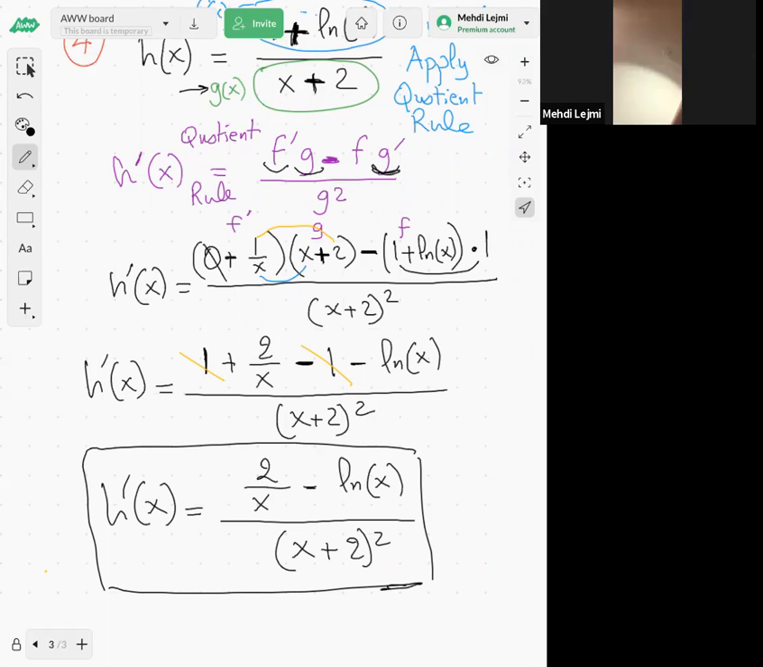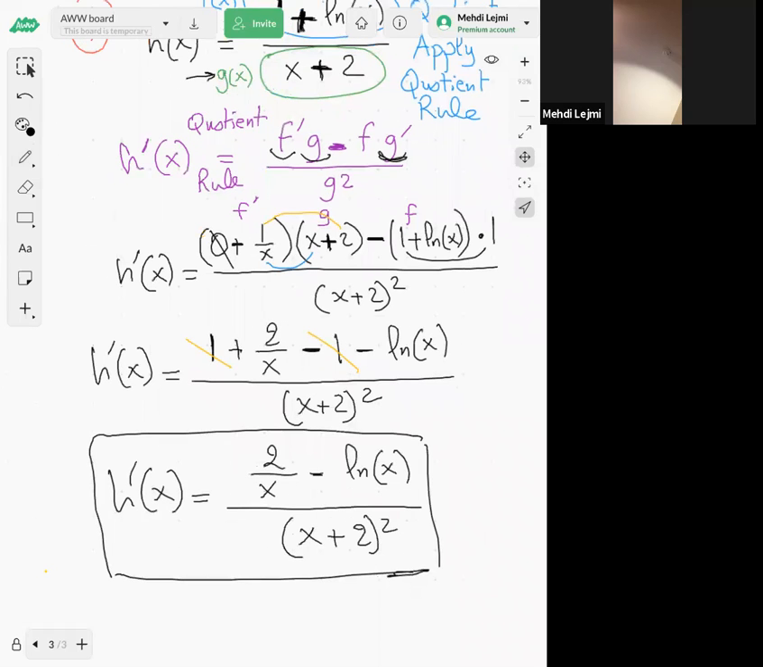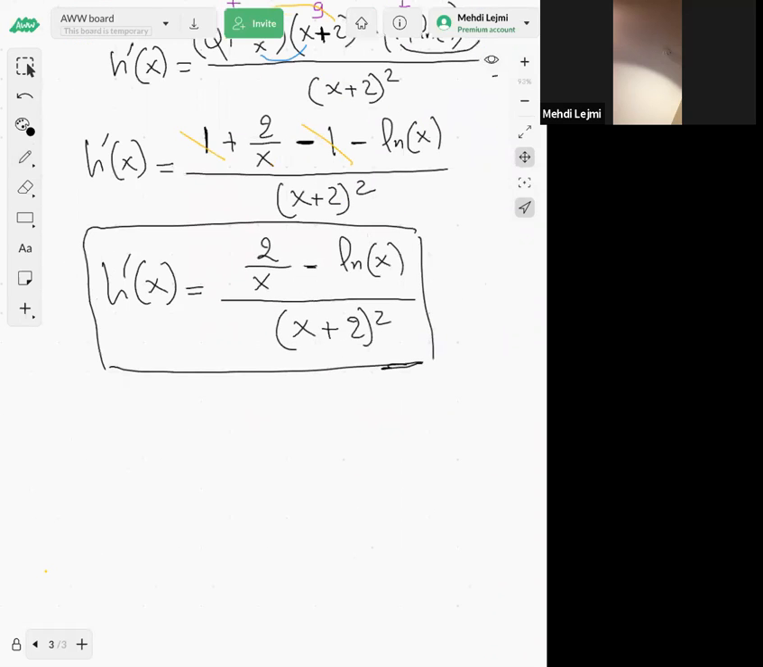Any questions, guys? All right, so then one more example. We applied the product rule, we applied the quotient rule. So now in the last example, we're going to apply the chain rule. So example number 5. Let's say h of x is natural log of x squared.